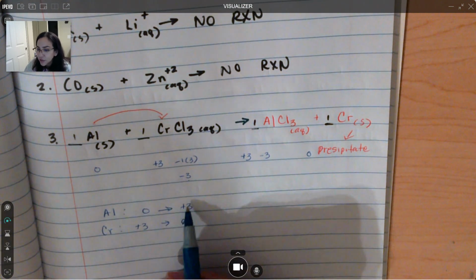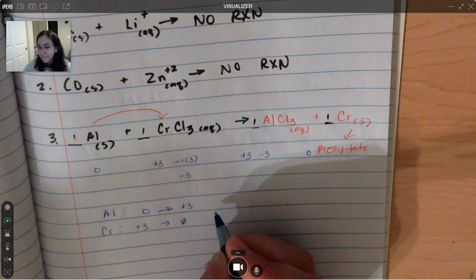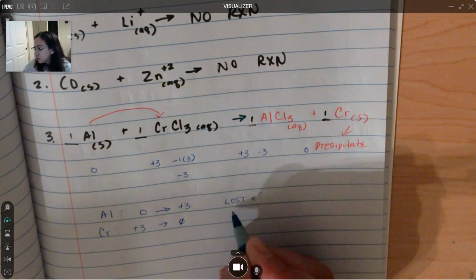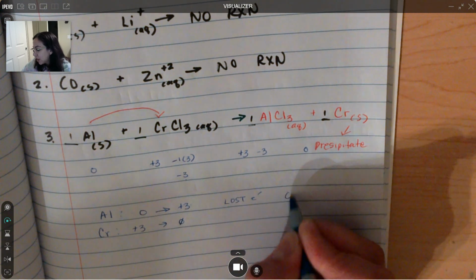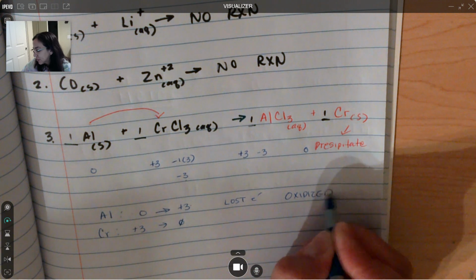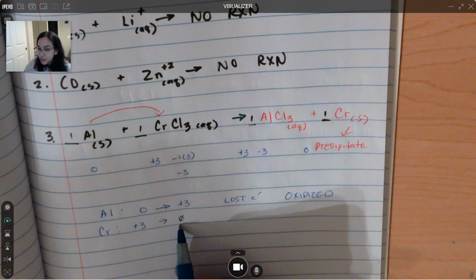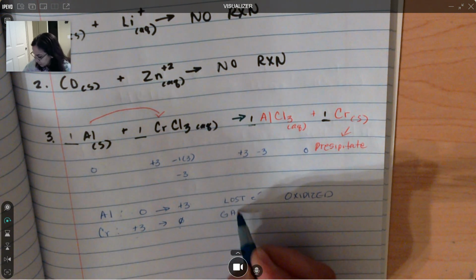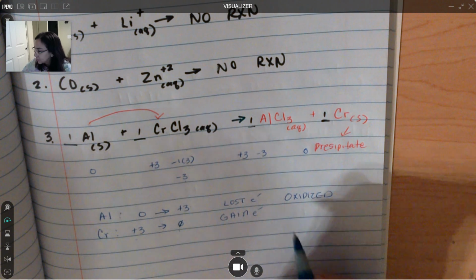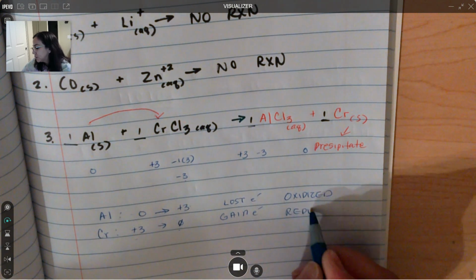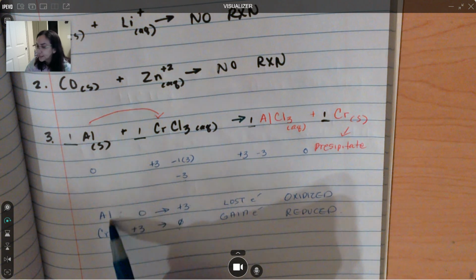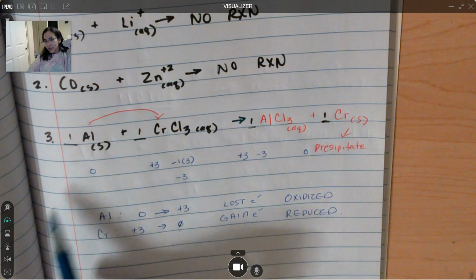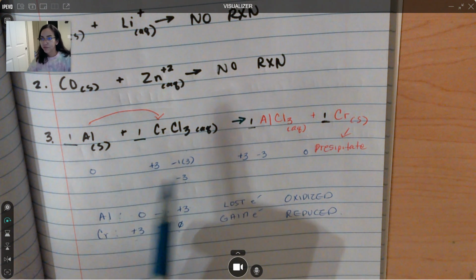All right. So 0 to a +3, you became more positive. If I become more positive, that means I lost electrons. Lose electrons, you are oxidized. +3 to a 0 means that I have started to gain electrons. Gain electrons, that means I am reduced. So in this case, aluminum was oxidized and chromium was reduced in this single replacement reaction.